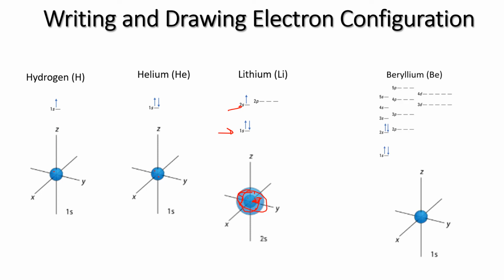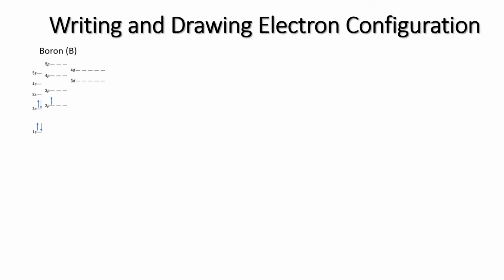Beryllium has 4, so I can put 2 in that first shell, and then I can get 2 more there, and that is good. Now watch what happens when we get up to the next one. We're going to have the p's here. We know p's are different shapes. So here is our boron. It ventures into the p. So there's our 1s, and we can have a couple of electrons. There's our 2s, 2 more electrons.